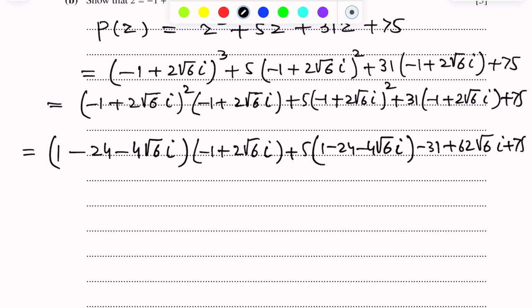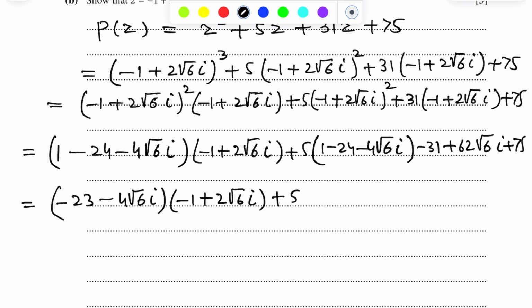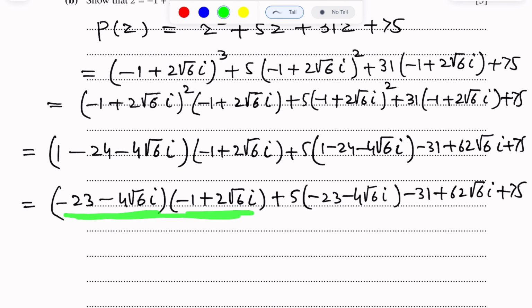Further simplification, we get (minus 23 minus 4 under root 6 iota) into (minus 1 plus 2 under root 6 iota) plus 5 (minus 23 minus 4 under root 6 iota) minus 31 plus 62 under root 6 iota plus 75. Further simplifying, we will multiply these factors.